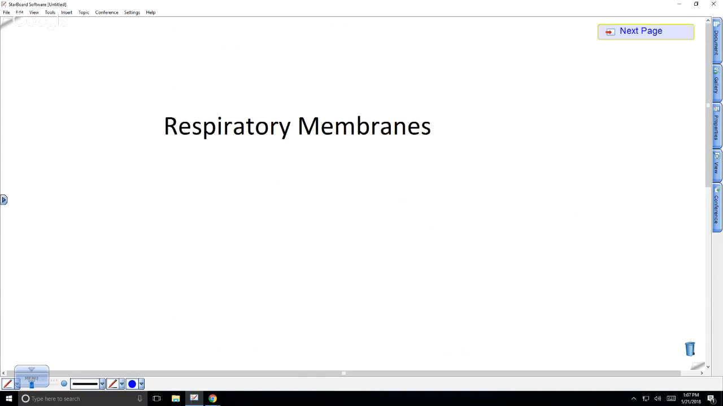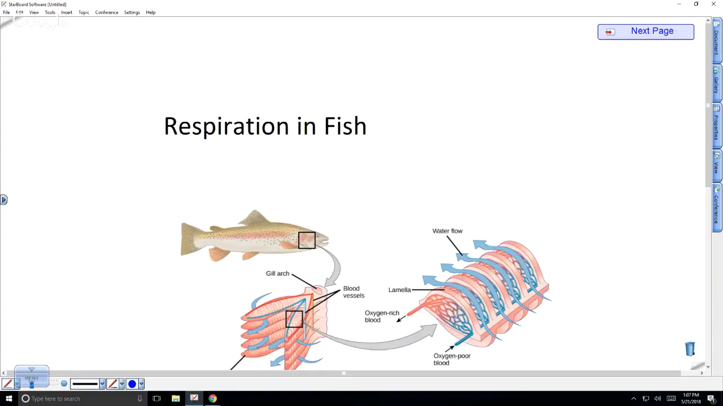Okay, so this is respiratory membranes. So we just talked about that. So we're going to go back to respiration in fish. Sorry, you don't need to write that down.